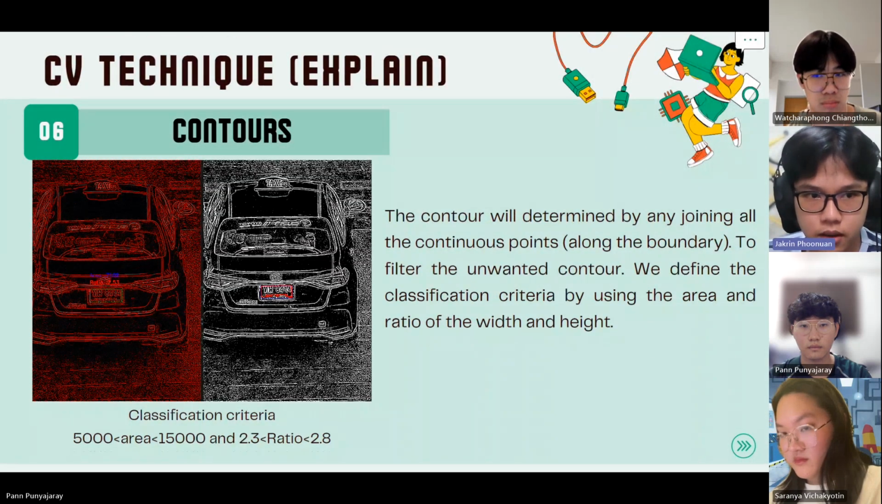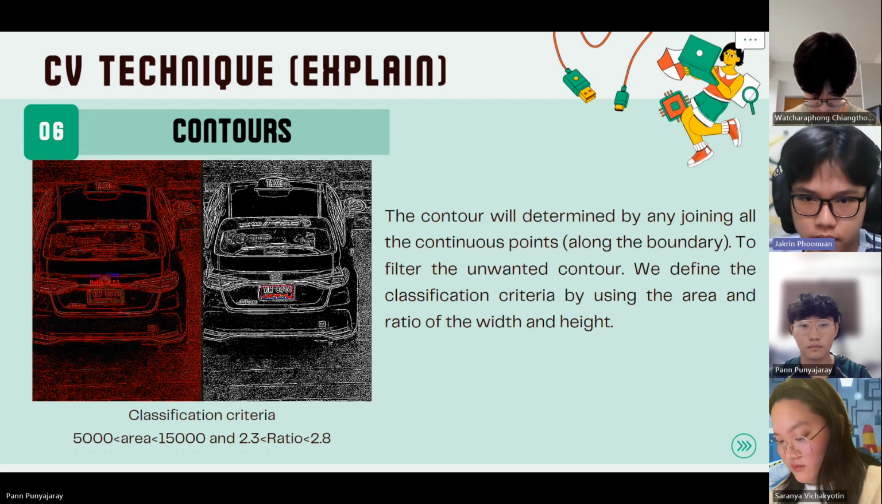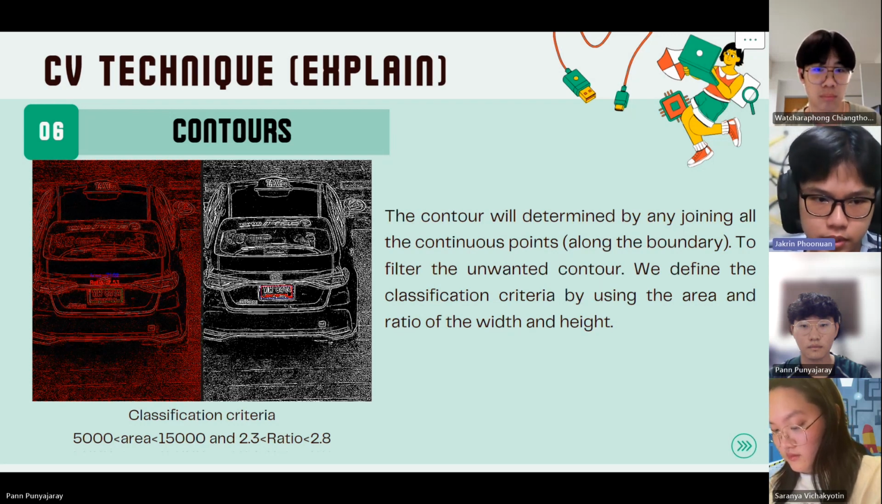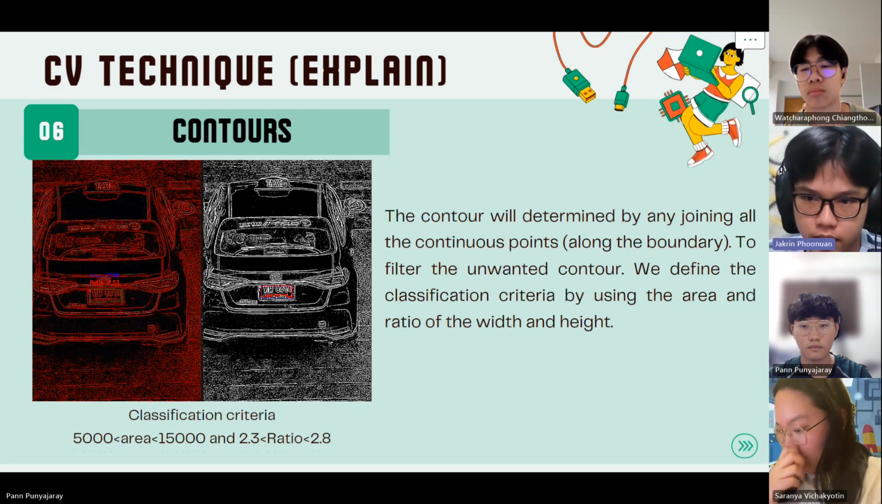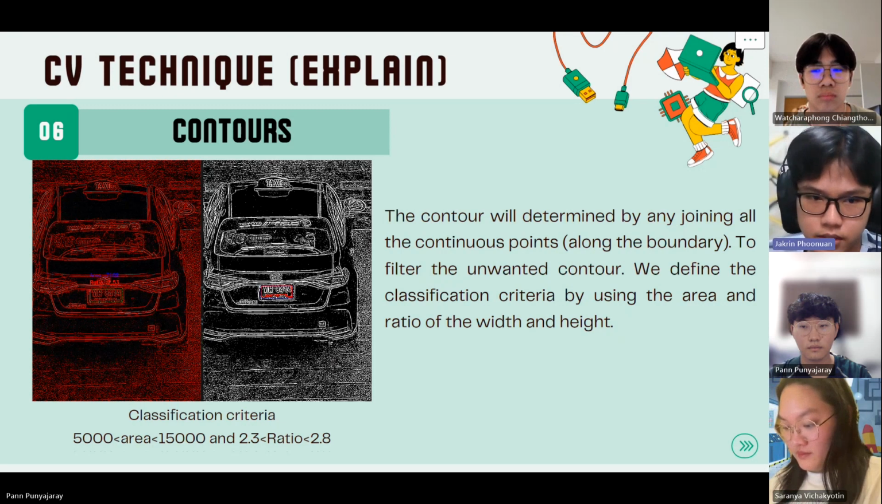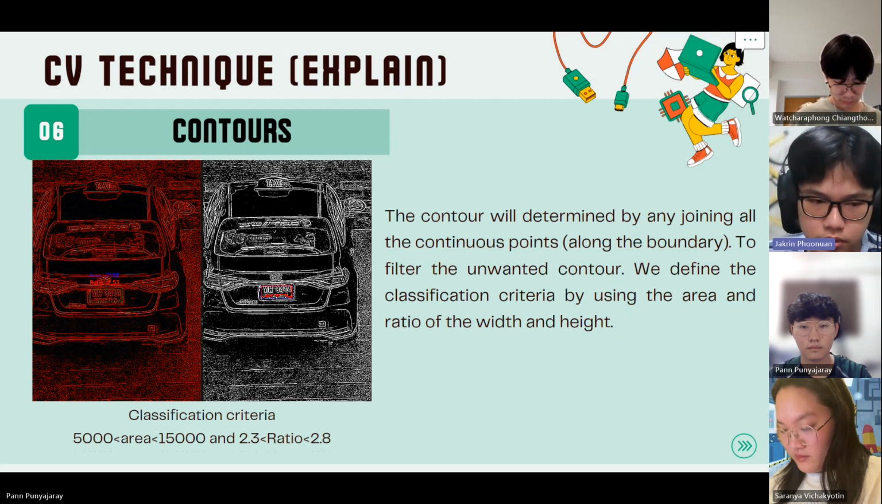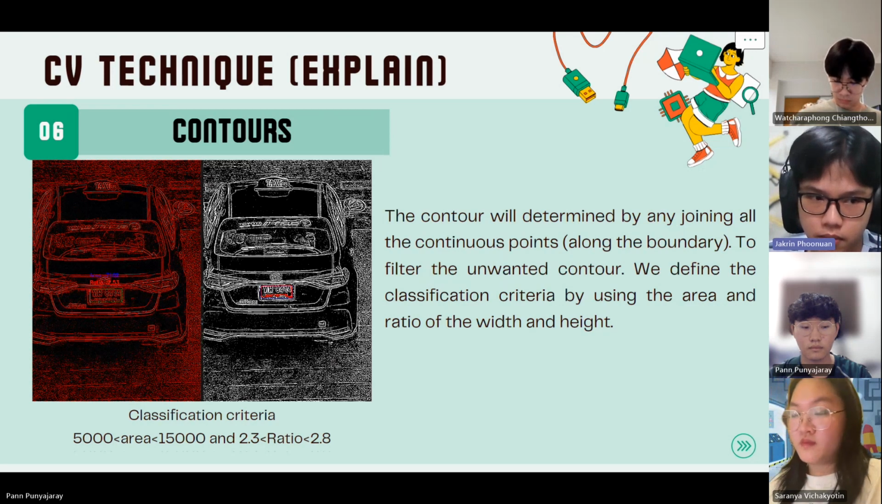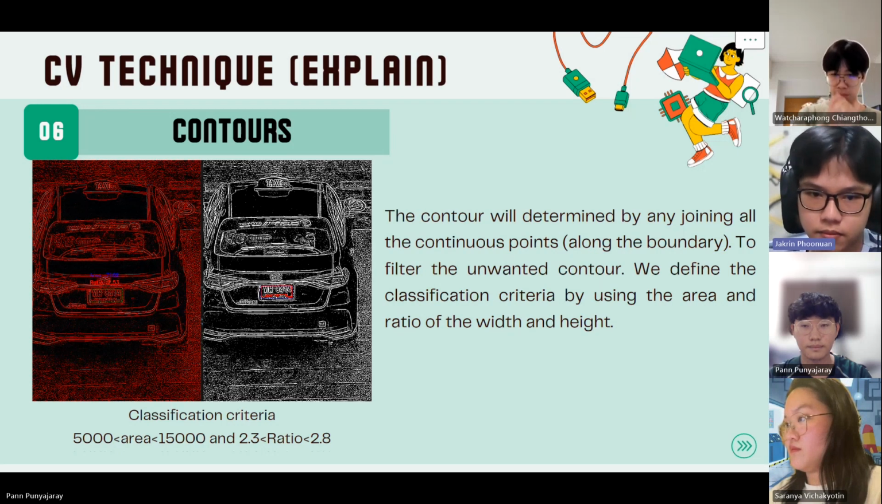For the sixth, the contour. Normally the contour will detect all points that can make a boundary. So for the contour, I'm adding classification criteria to make it have the area and the ratio that I get from the height and the width of each contour, and I specify them to make it show only the real license plate. Okay, next.